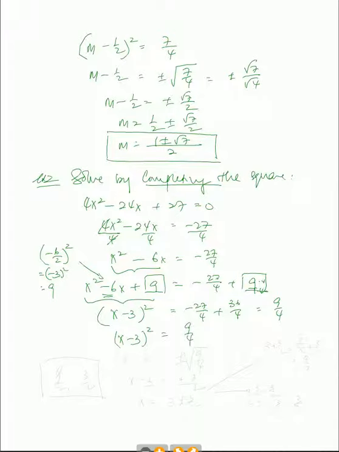So step number 5 is now to apply the square root property, which tells me that I can bring the square over as a square root, but at the same time, don't forget plus minus. So x minus 3 is plus minus 3 over 2. So this goes to 3 plus minus 3 over 2, which tells me that there's two possibilities.